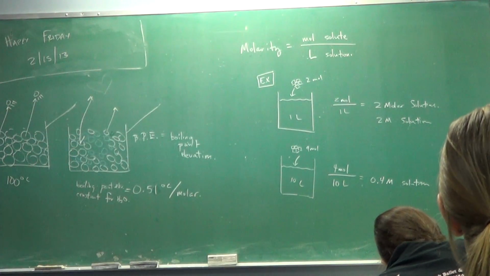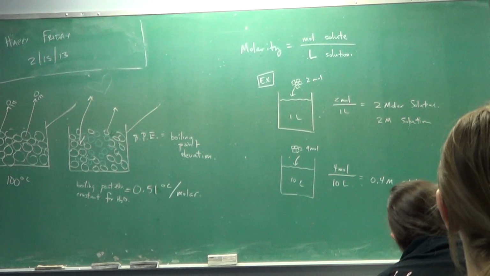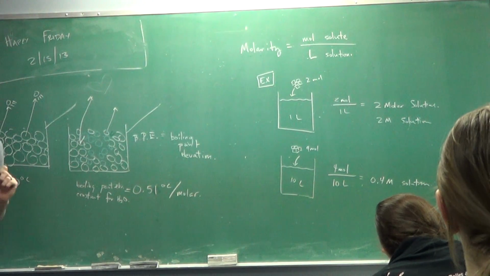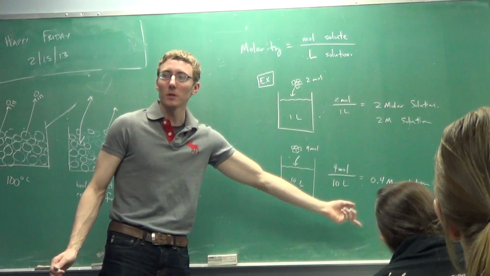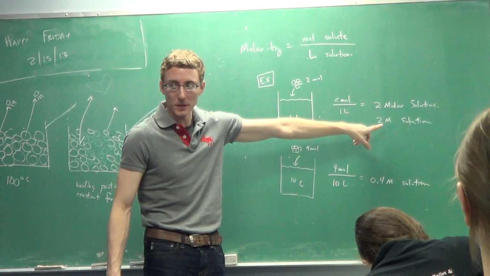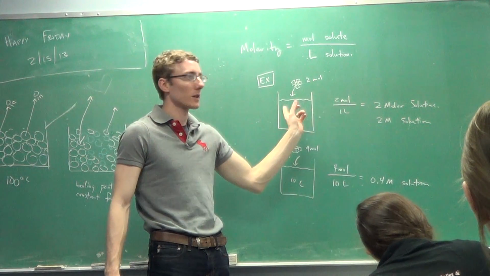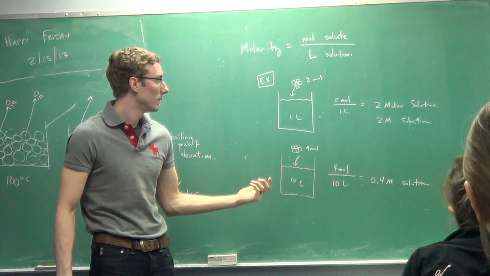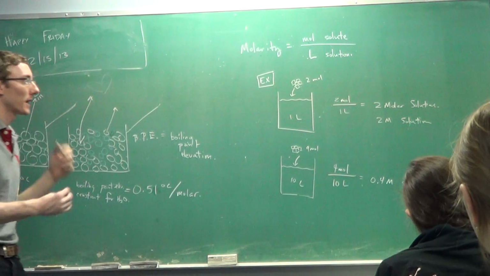Compare the 2 solutions that we just hypothetically put together. One of them is a 2 molar solution, one is a 0.4 molar solution, one of them is more concentrated. You can tell how concentrated based on the molar number. So this guy has 2 moles per liter, whereas this guy only has 0.4 moles per liter. Above, saltier water. Below, less salty water. There's more moles per liter above. That's going to measure your concentration.